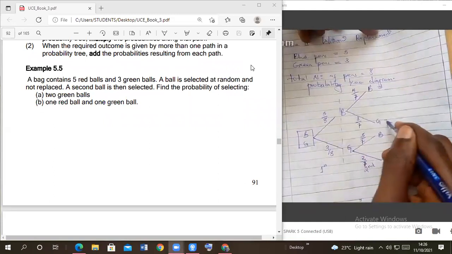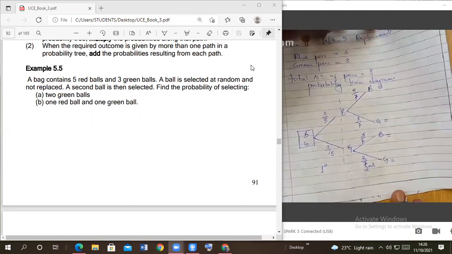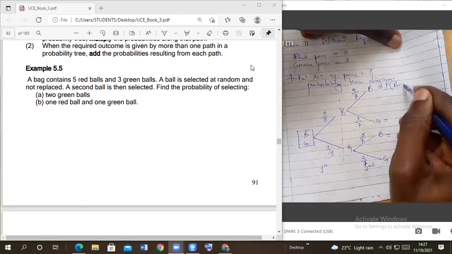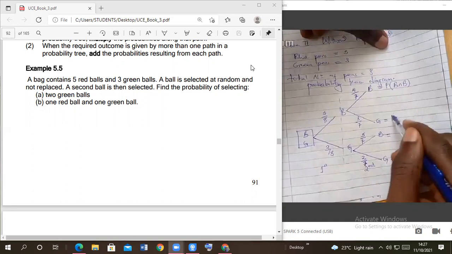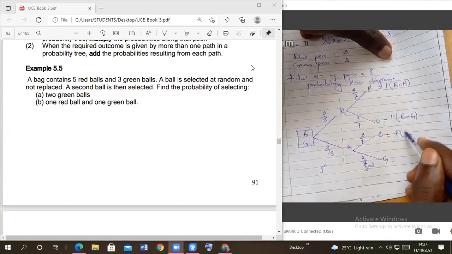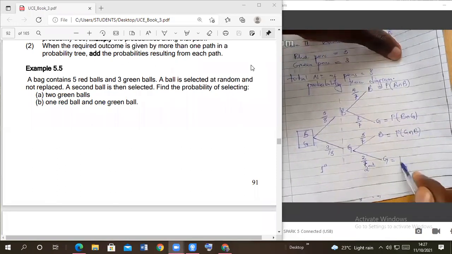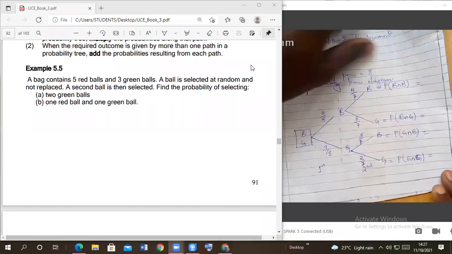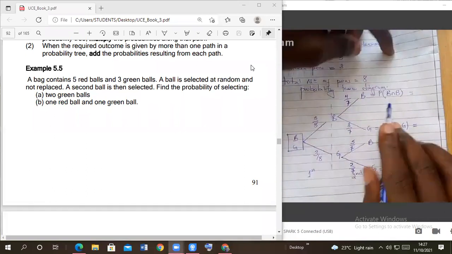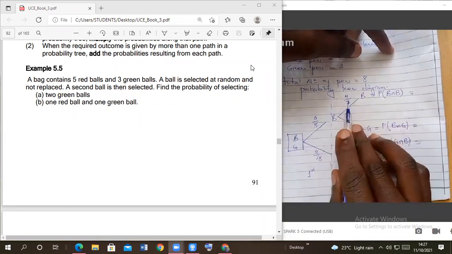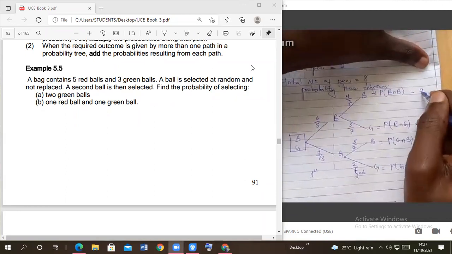So now proceed. Create the probabilities here. This is the probability of blue intersection blue, and intersection means multiplication. This is the probability of blue and green, this is green and blue, and this is green and green. Continue to multiply the probabilities along each branch to give you a clear picture. So what is the probability of getting blue and blue? It will be 5 out of 8 times 4 out of 7. So what do you get? This one will give you 20 out of what?